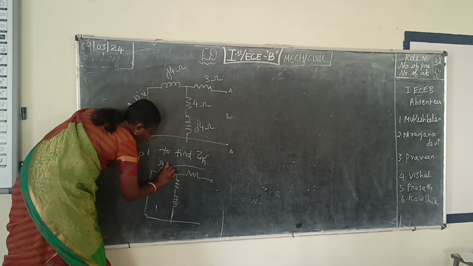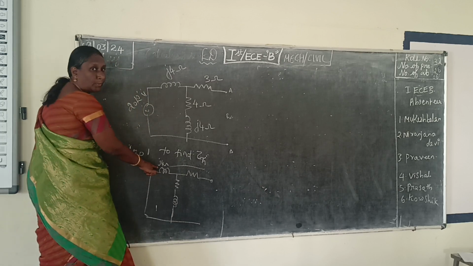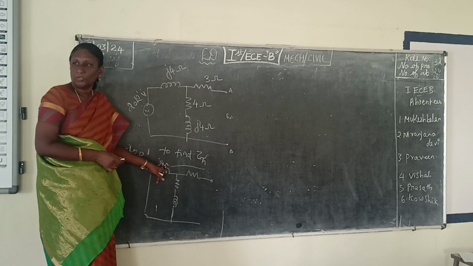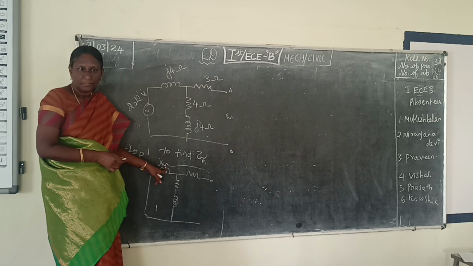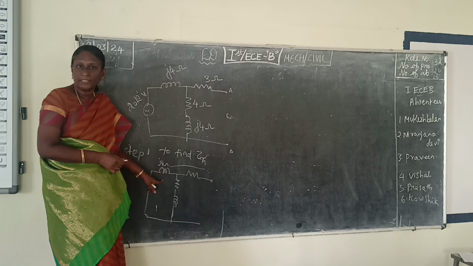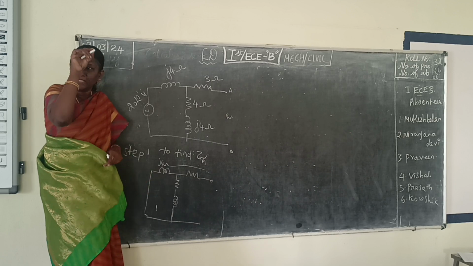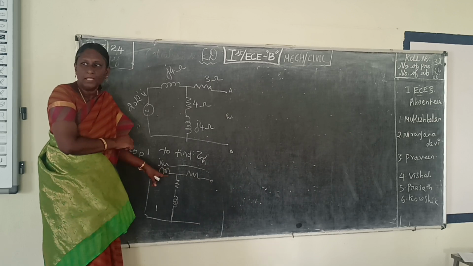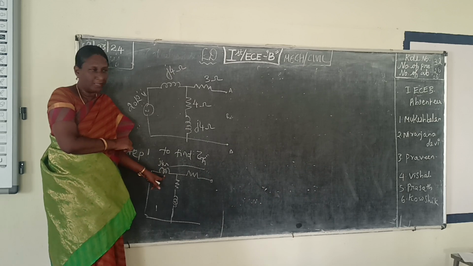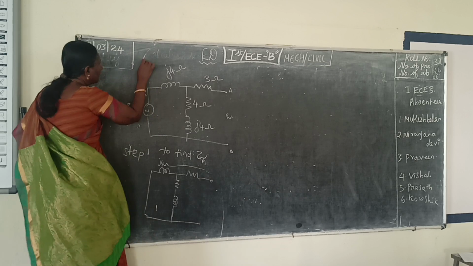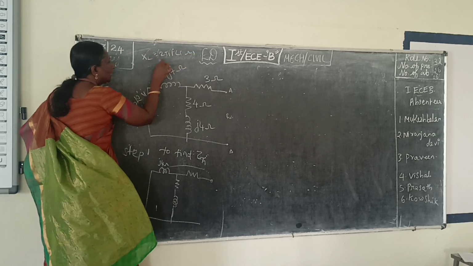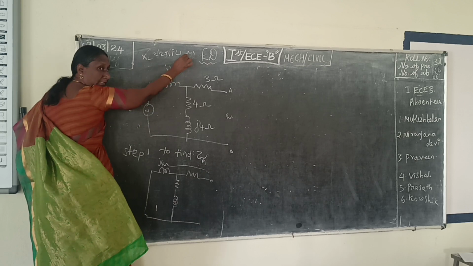Here J4 ohm is called inductive reactance because the unit is ohm. The inductor unit is Henry, but it is given in ohm, so it is inductive reactance. That means the value is 2 pi FL, not the L value. XL is equal to 2 pi FL, and the unit is ohm. So here it is given in ohm.